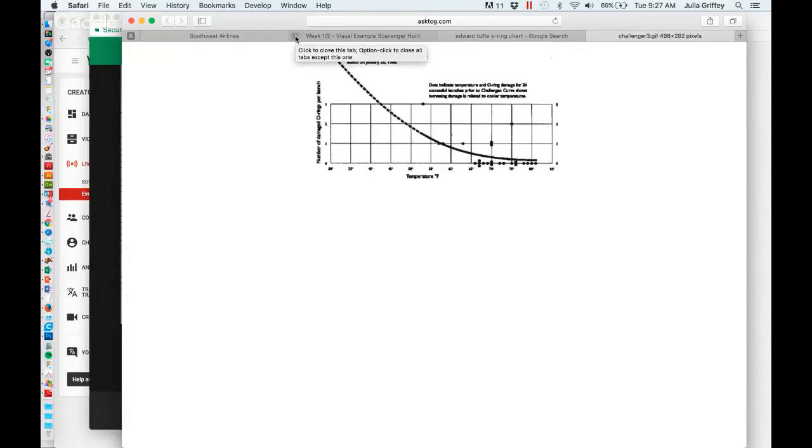I'm kind of a groupie. I love Edward Tufte. I went to hear him talk. It was like a rock concert of nerds. And you could get a poster.